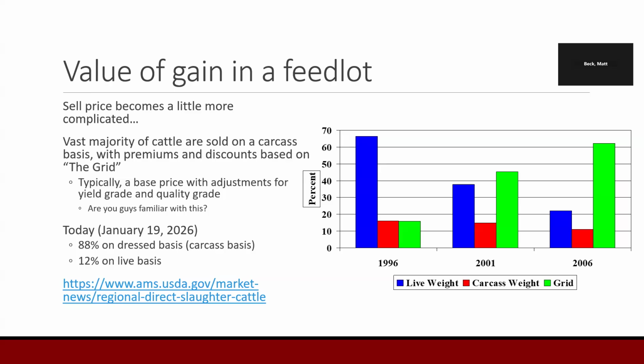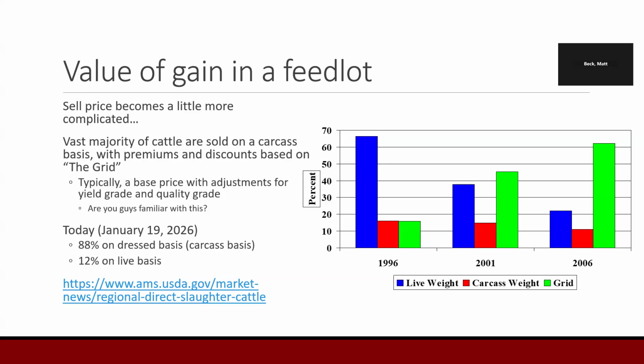We back in business? Does that work? Okay. All right. As we were saying, we're selling cattle predominantly on a carcass basis, predominantly on the grid, where people are receiving a premium or a discount based off the yield and quality grade of that animal.